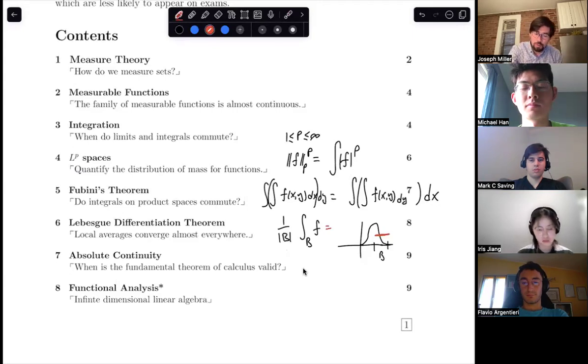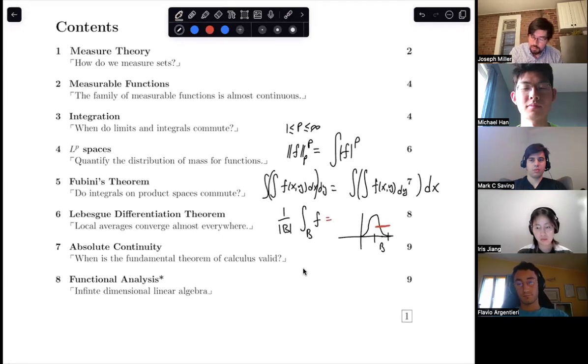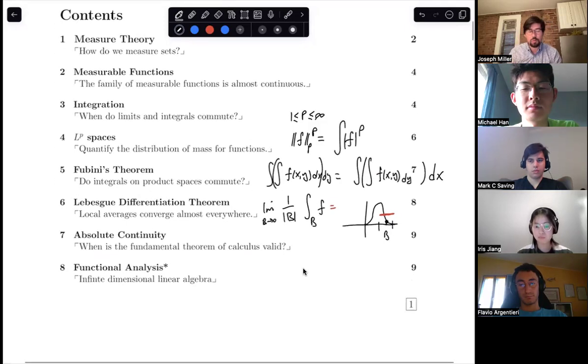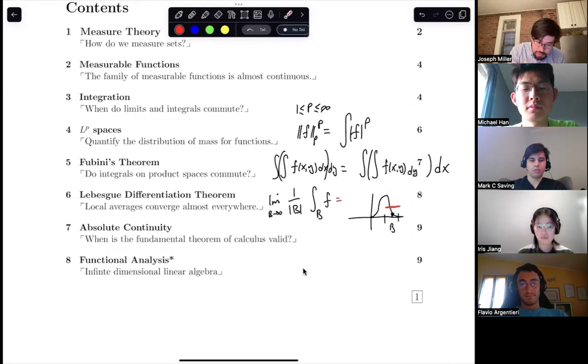And the thing about L1 functions, so things which are integrable, is that when I do this and I take the limit as the ball B goes to 0, this converges to whatever the value at the center point is. So if I take smaller and smaller averages, I converge to the actual pointwise evaluation of the function. Okay, so that's the Lebesgue differentiation theorem.